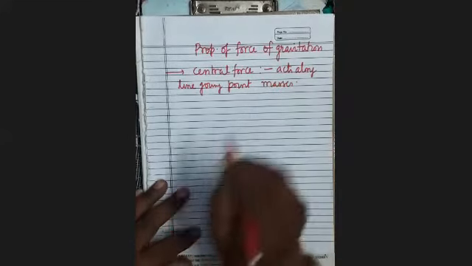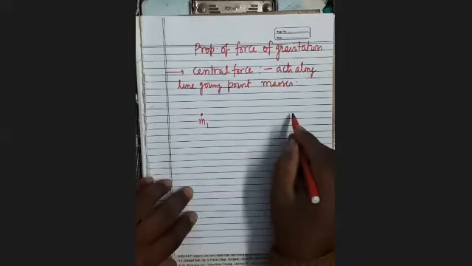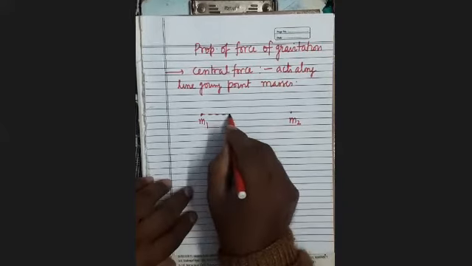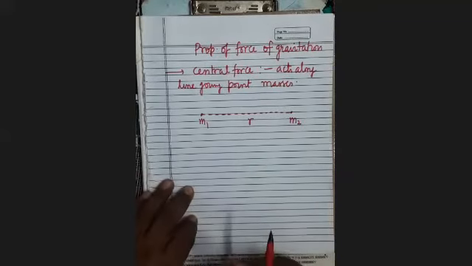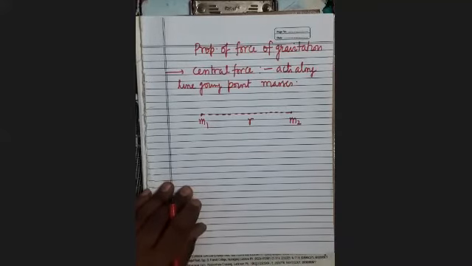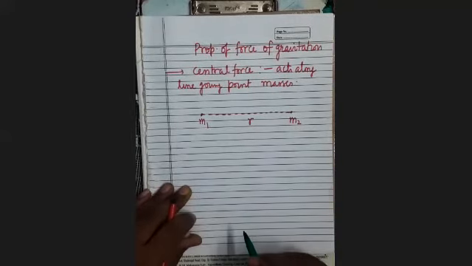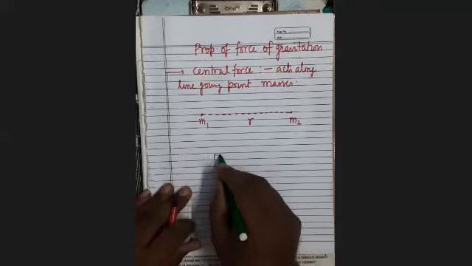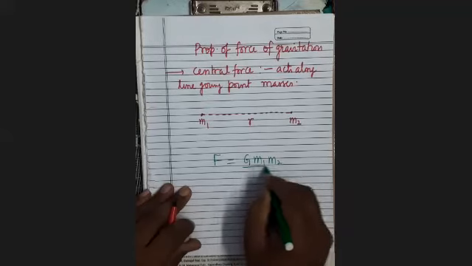Suppose these are the two point masses, one of mass m1, the other of mass m2, situated at a distance r from each other. What will be the force exerted by m1 over m2, and in which direction? The magnitude of force will be given by G m1 m2 upon r square.